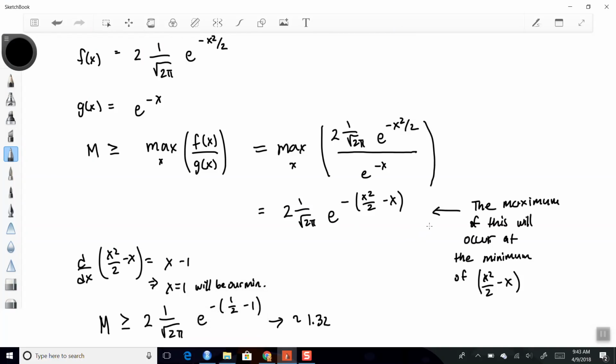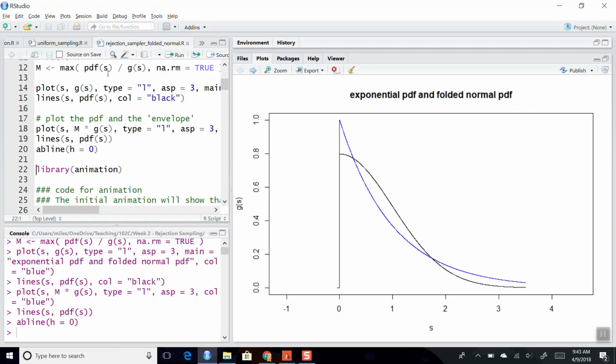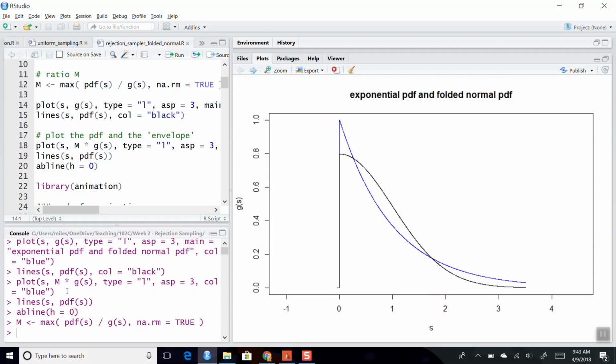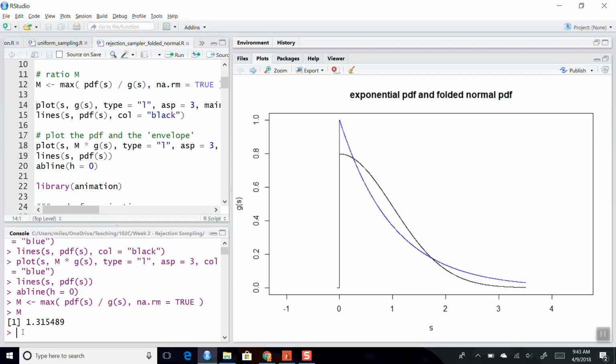All right, is the math that I did here okay? We're trying to find the m to multiply our g of x by, so that m times g of x is always greater than or equal to f of x. That's going to happen where f of x divided by g of x is maximized. In R, it's quite easy: you just take the PDF divided by g of x, maximize that, avoid any unknown values, and here I get 1.315 or whatever.